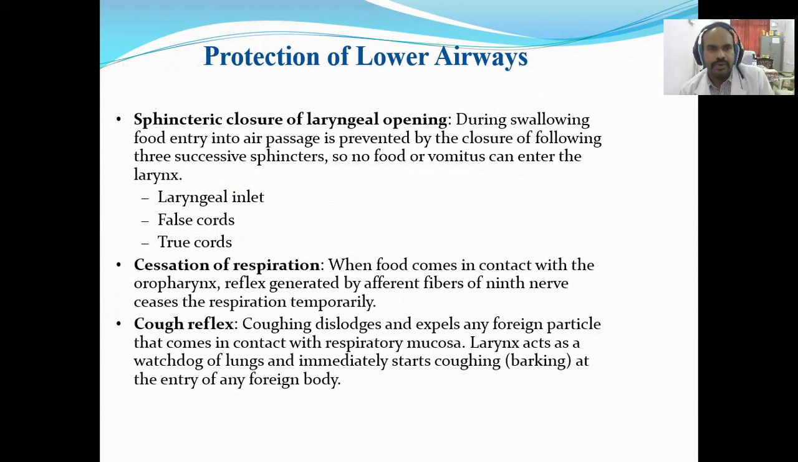During swallowing, food entry into the air passage is prevented by the closure of the following 3 successive sphincters, so no food or vomitus can enter: the laryngeal inlet, the false cords, and the true cords. Then the cessation of respiration protects the airway. When food comes in contact with the oropharynx, a reflex is generated by the afferent fibers of the 9th nerve, which temporarily ceases respiration. Then we also have the cough reflex.